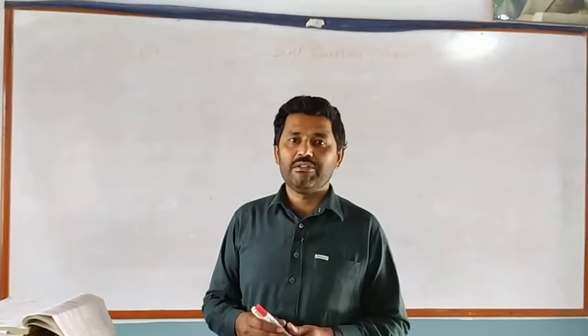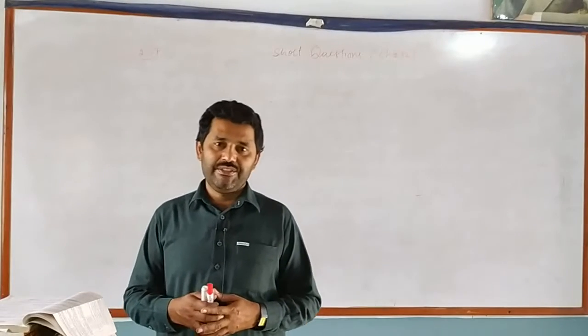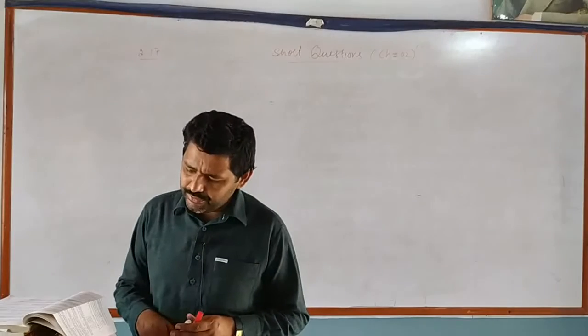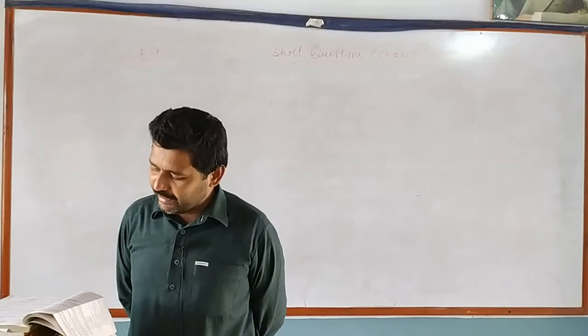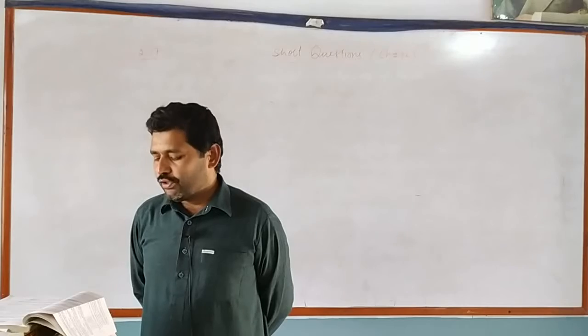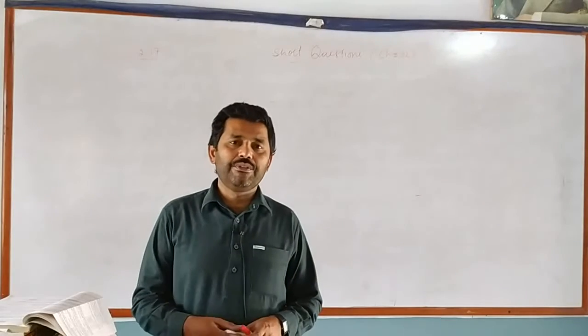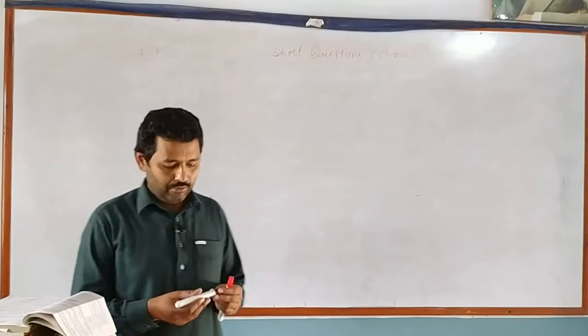Let us discuss short question number 17, FSC first year physics. The question is, if all the components of vector a1 and vector a2 are reversed, how would this alter a1 cross a2 is equal to 0?